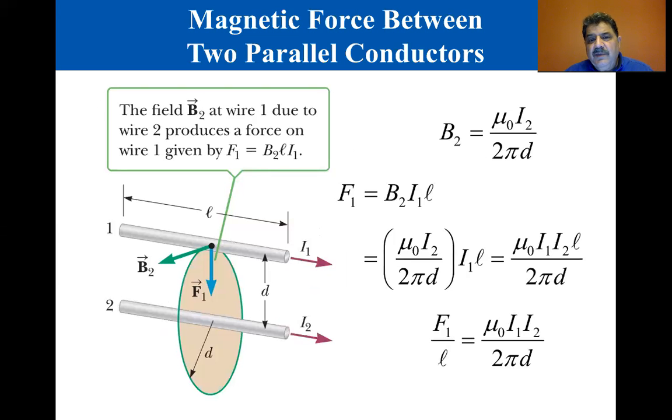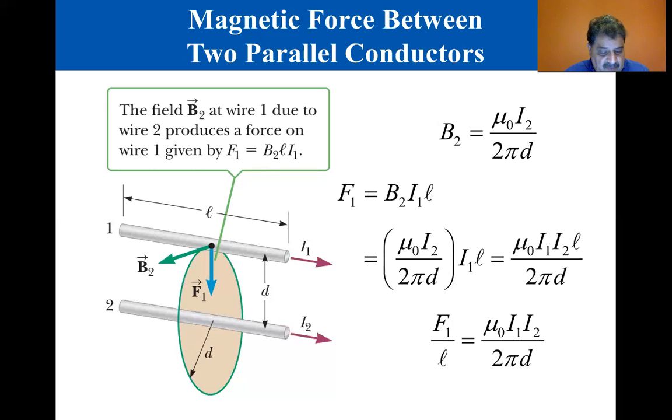And let me restate that. If two current-carrying wires are carrying the currents in the same direction, the force is attractive. If the currents are going in opposite directions, the forces on the wires are repulsive. They push against each other.